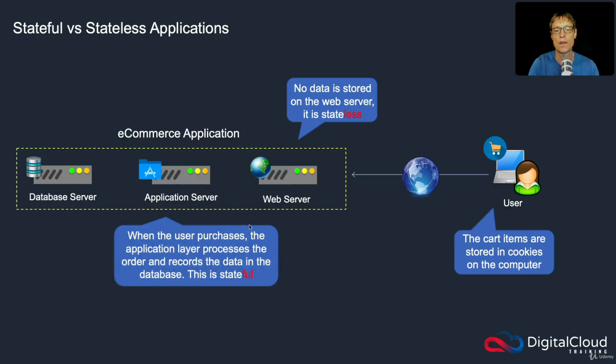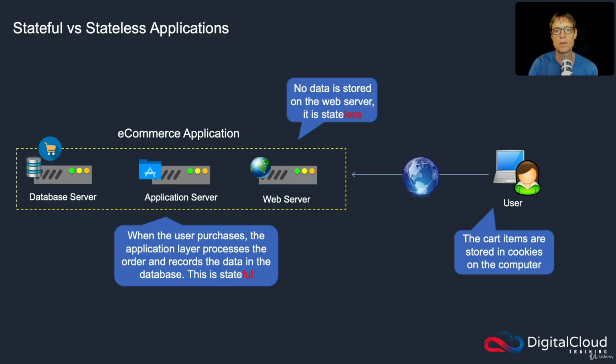However, if the user then purchases the products, the application layer will then process that order, and it's going to record the information in the database. So the application server now knows who this user is because they've logged in maybe with an ID, and it knows what they've purchased. So it's not going to, for instance, recommend them to purchase the same thing again. And it's recorded information about the order in the database. So this is an example of stateful. It does know what's happened. It knows who you are and what you've done. It's recorded some information about that session.